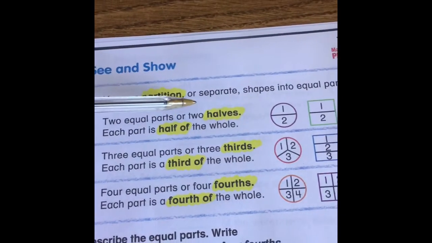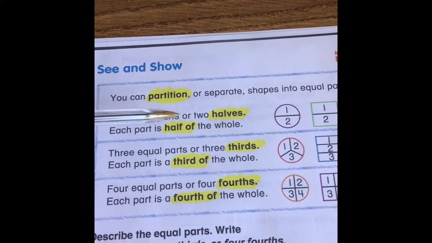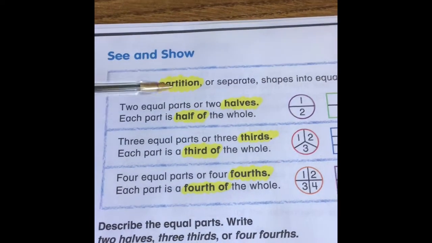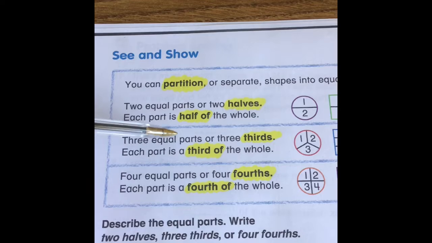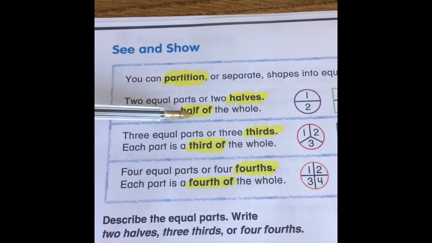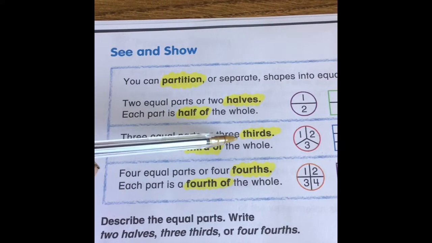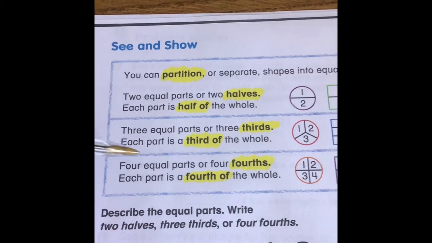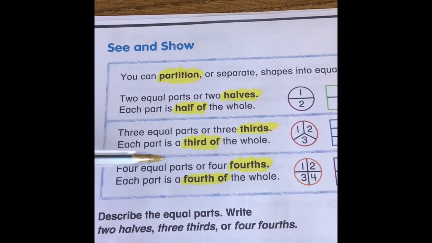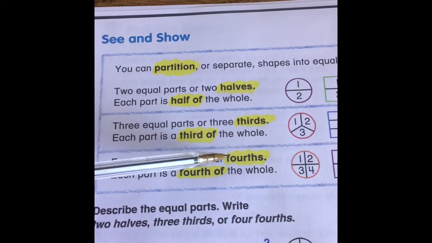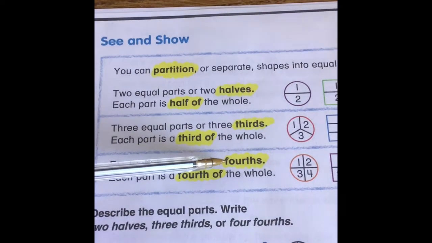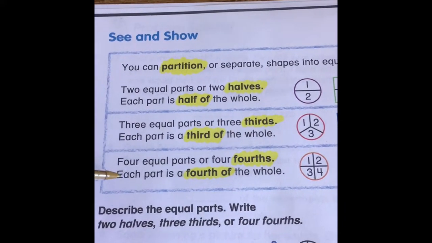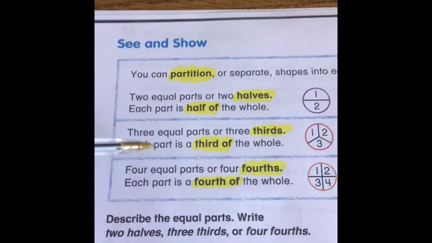Partition means to separate. And then we're working with halves. Halves are when you can put things in two parts, or two equal parts. We can also say half of. We're going to be working with thirds. That's where we put three equal parts. And then we can also say third of. And the last fraction term we're working with is fourths, and we can say fourth of. That means we put into four equal parts.